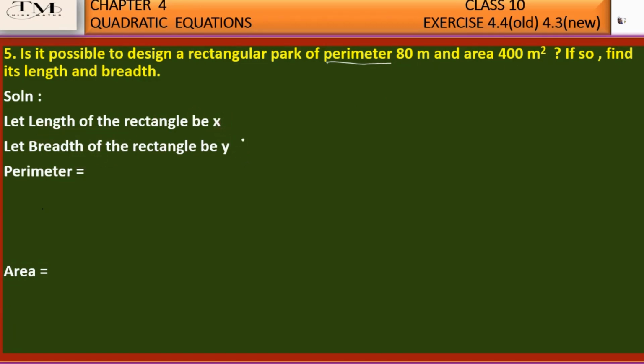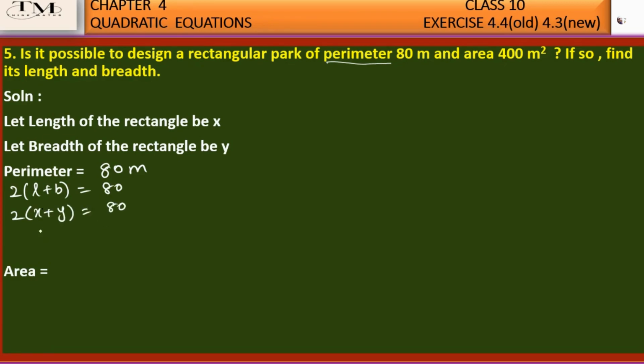So perimeter is given as 80. So what is the formula for perimeter? It is 2 into L plus B. Length plus breadth is equal to 80. Here we assumed the length and breadth as x and y, so 2 into x plus y equal to 80.